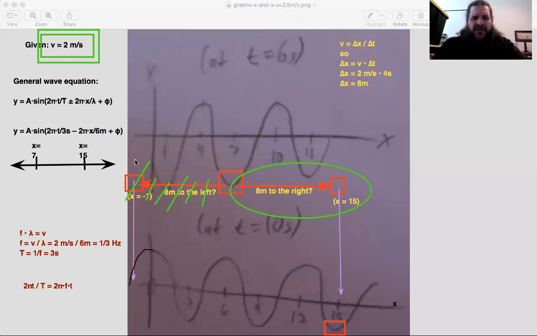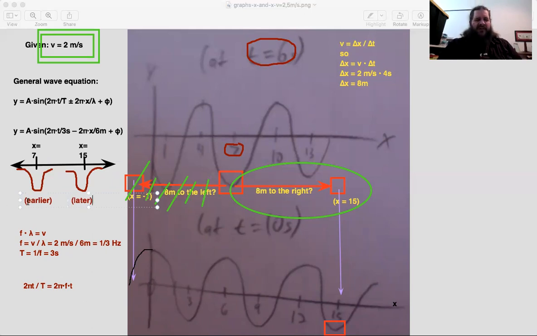Which one does it hit first, though? Does it get to x equals 7 or x equals 15 at an earlier time? Yeah, x equals 7. The trough hits x equals 7 at time 6 seconds. That's an earlier time. So what we can say is that this trough hits x equals 7 earlier, and the same trough hits x equals 15 later. So going from 7 at the earlier time, and then reaching 15 at a later time, that means it is moving in the positive x direction, moving to the right.